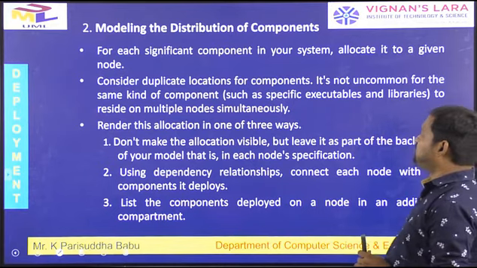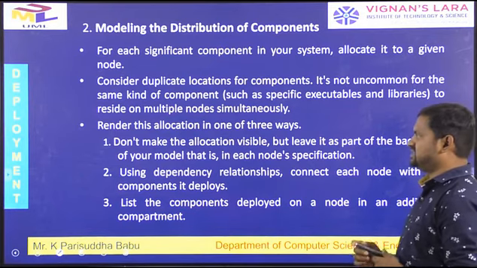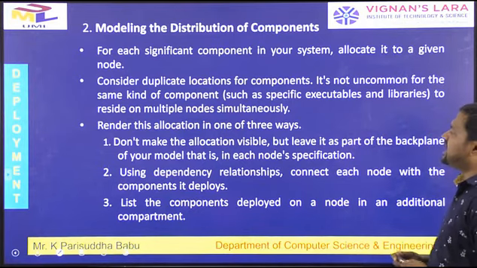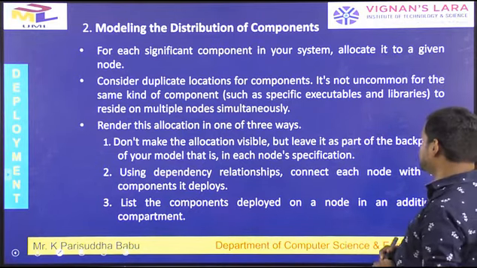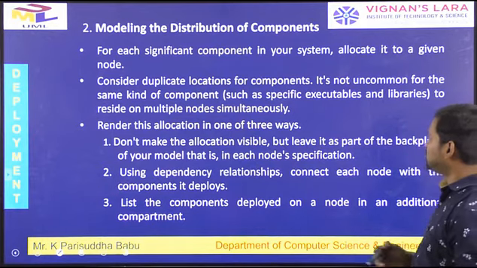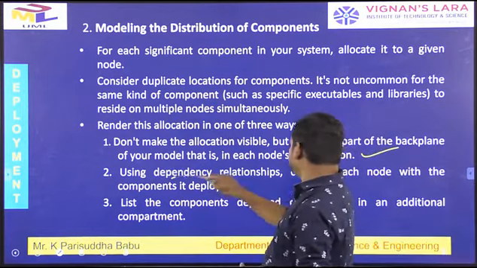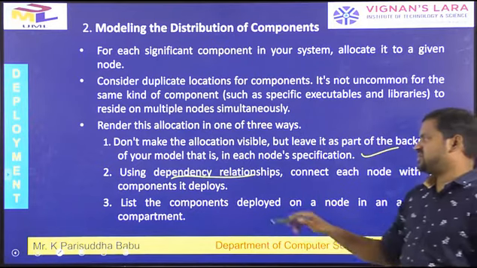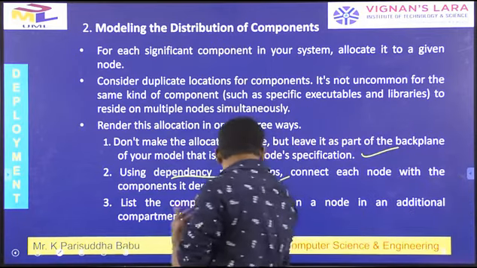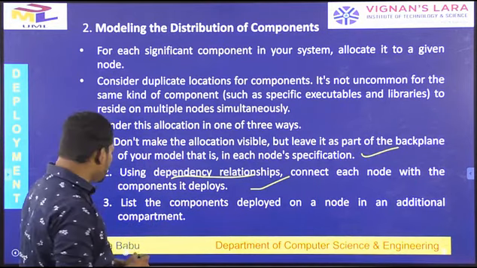Okay, so for this, render the allocation in one of the three ways. Render this allocation for each component in your system. Don't make all the allocations visible, but leave it as part of the back plane of your model. That is each node specification. Using dependency relationship, connect each node with the components deployed. List the components deployed on a node in an additional compartment with the node.